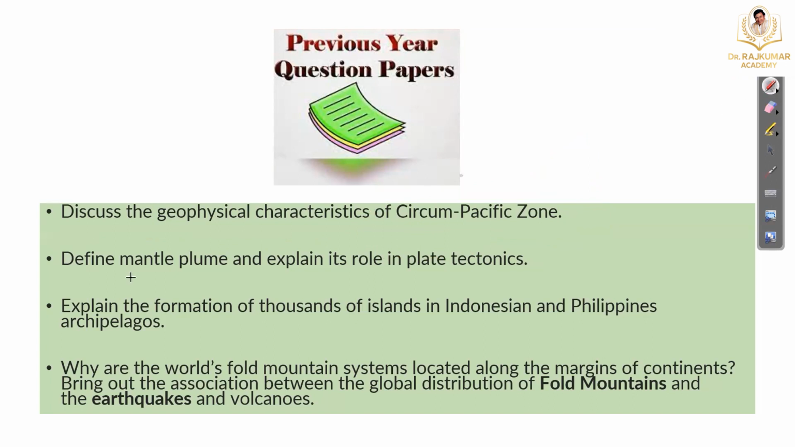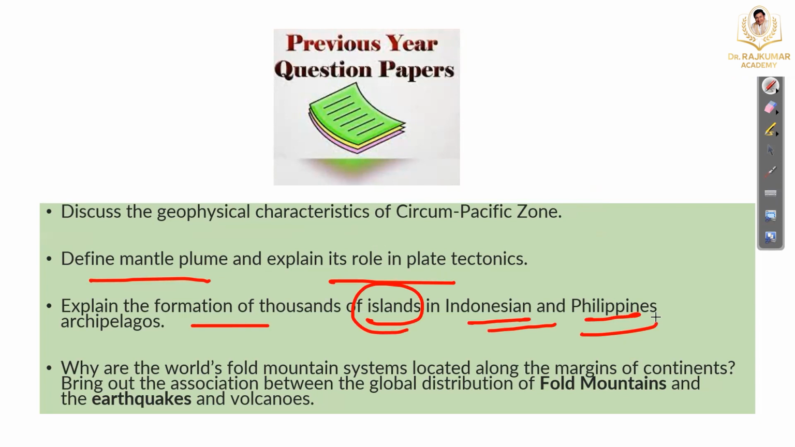Define mantle plume and explain its role in plate tectonics. What is mantle plume? Magma rays. Where mantle plume is common? Hotspot. I have to talk about hotspot. Explain the formation of thousands of islands in Indonesia and Philippines. Indonesia and Philippines is located where? Along the active tectonic boundary, along the convergent boundary, along the destructive boundaries. If that is the case, these islands will be predominantly what type of islands? Volcanic islands. I have to talk about the formation of these islands. What are the different plates which are converging to form these islands?